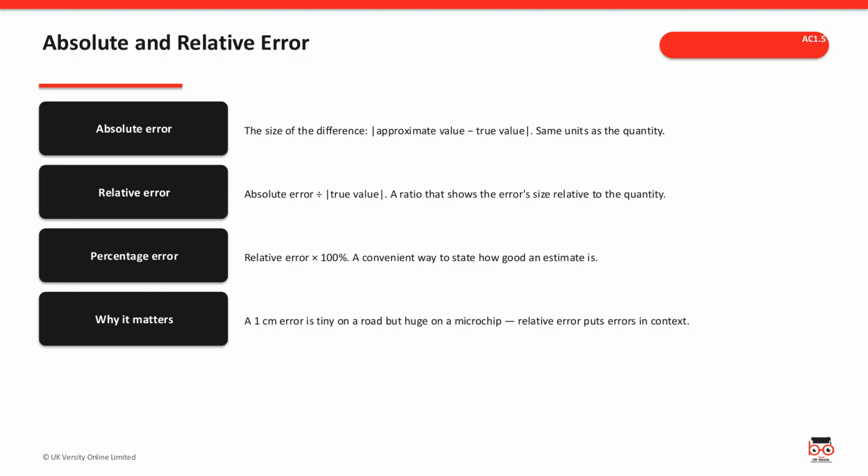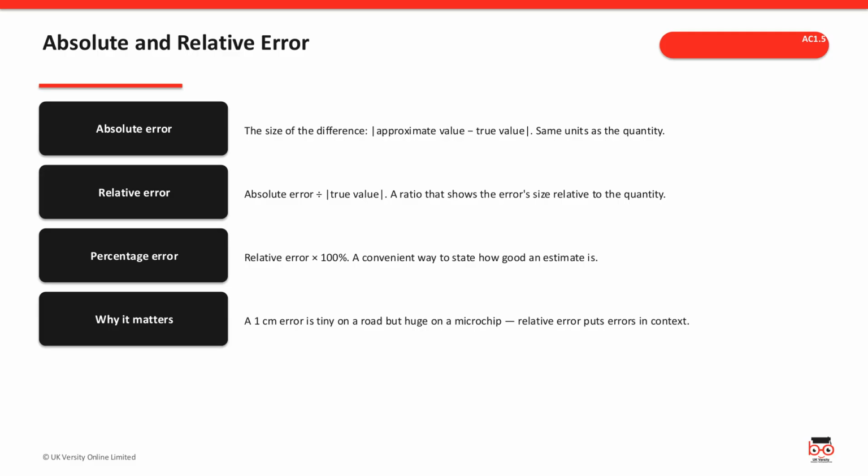Whenever we estimate, we ought to say how good the estimate actually is, and there are 2 ways to measure that. The absolute error is simply the size of the gap, the approximate value minus the true value, ignoring the sign, and it carries the same units as the quantity. The relative error takes that absolute error and divides it by the size of the true value, giving a ratio with no units, which we often state as a percentage. Why does the distinction matter? Well, a 1 centimetre error is nothing on a motorway, but enormous on a microchip, and relative error is what puts it in context.